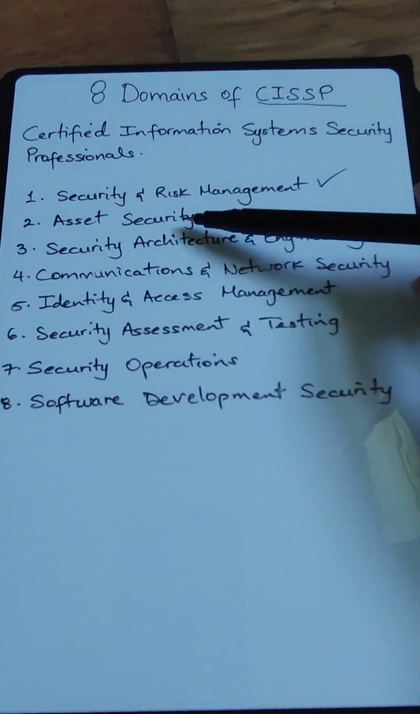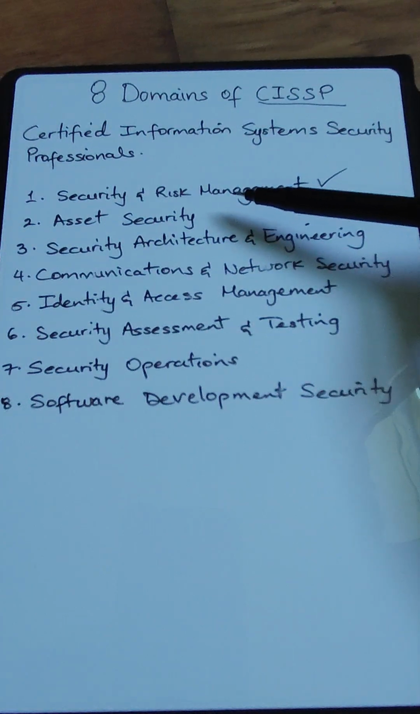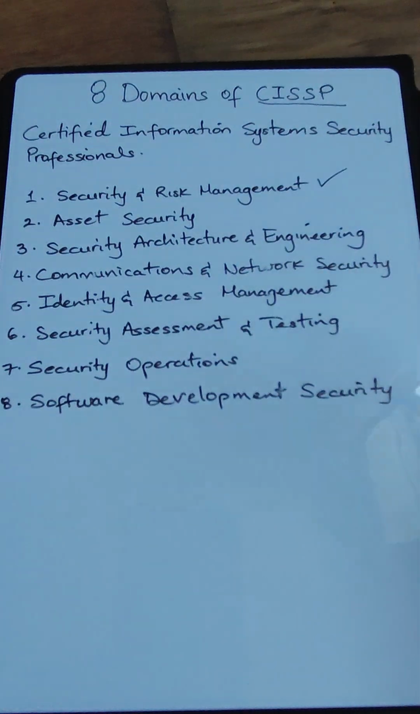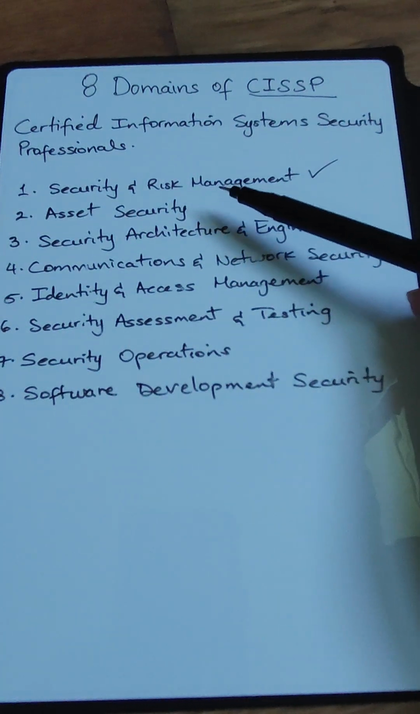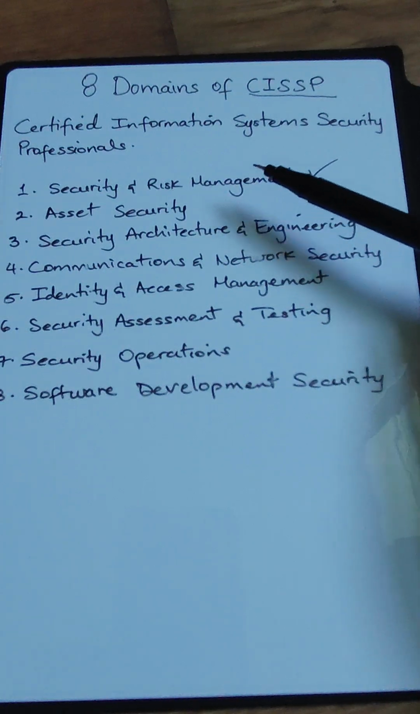Now let's talk about asset security. This secures digital and physical assets, also related to the storage, maintenance, retention, and destruction of data. In this domain, security professionals conduct a security impact analysis. They also establish a recovery plan and they manage data exposure.